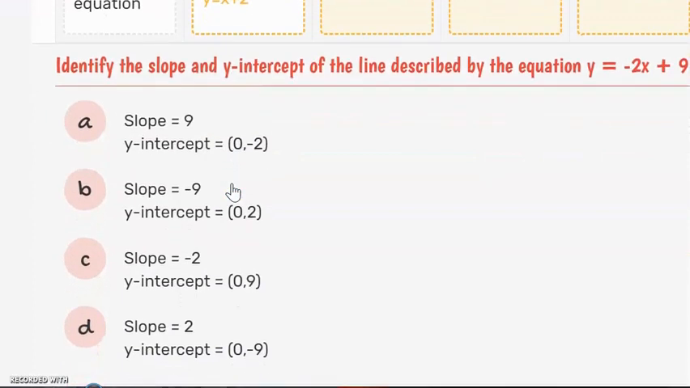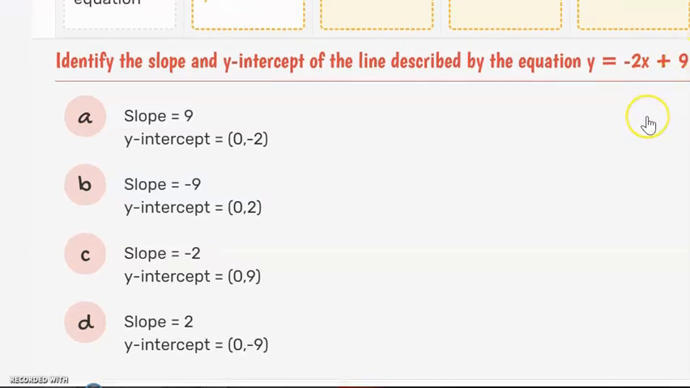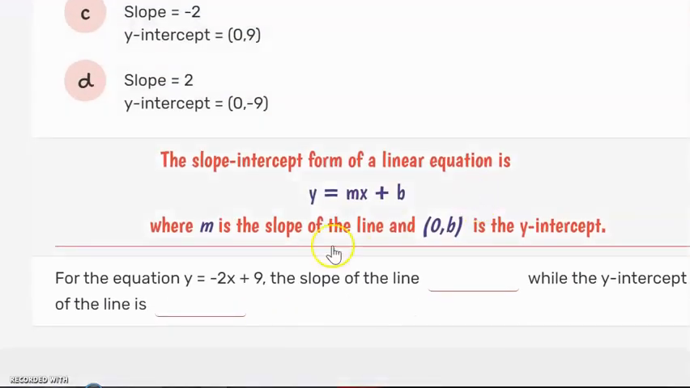Here you have to identify the slope and the y-intercept. So here's my slope, negative 2. Whatever the coefficient is next to x, that's m, or slope. And this is my y-intercept, 9. So my slope is negative 2. My y-intercept is 9. Or it would be at the points 0, 9. For the equation y equals negative 2x plus 9, the slope of the line would be negative 2 right here, and the y-intercept would be 9.